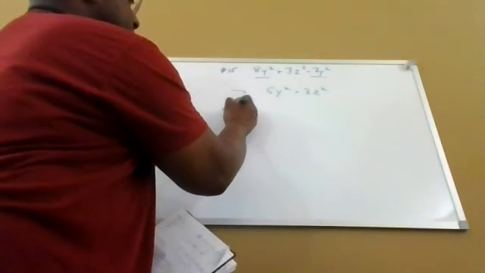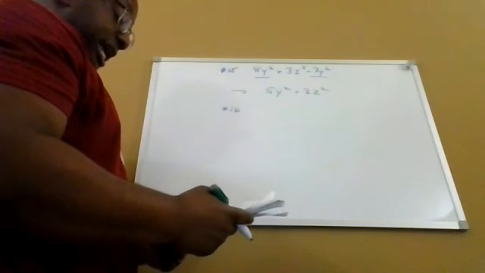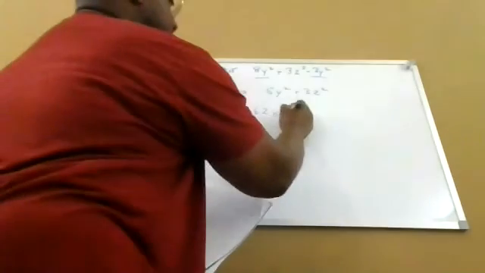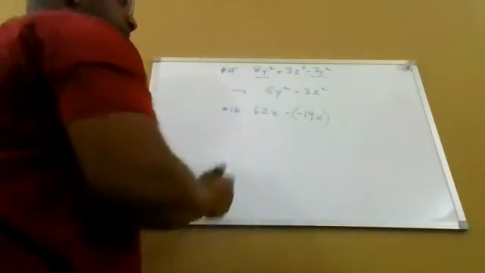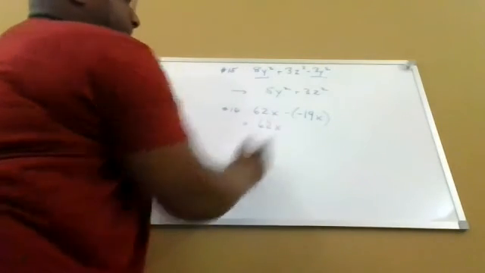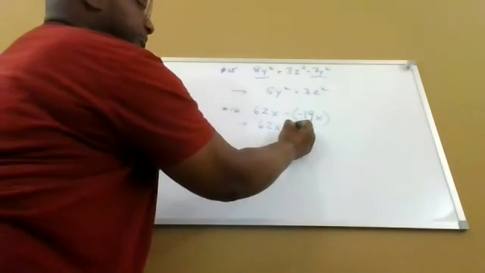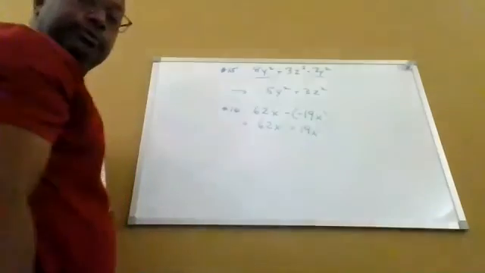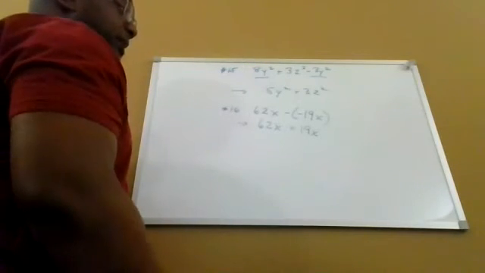Number 16, I have 62x minus a negative 19x. So now we bring down our 62x. And now a negative times negative gives me a positive 19x. And so now I can add 62x plus 19x. That will give me 81x.